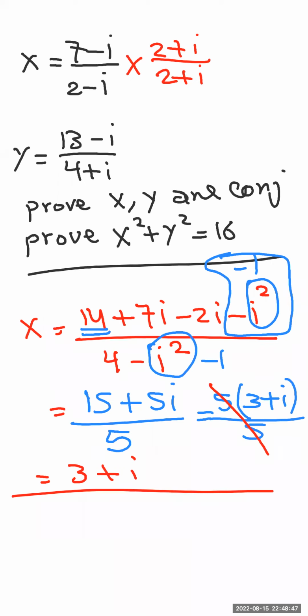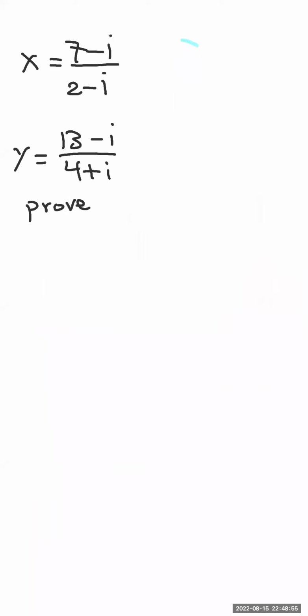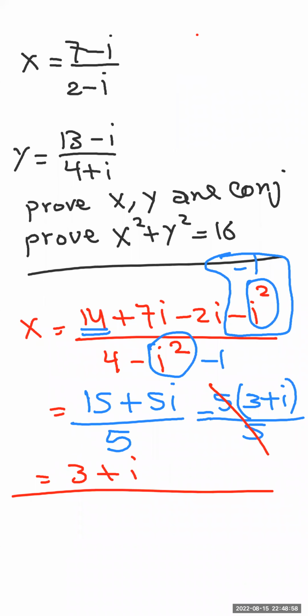Any questions, guys? No. Okay, great. Now I'm going to clear all that and write down that x in the simplest form will equal 3 plus i. Of course, to prove that these two numbers are conjugate, we have to get the value of y, and it has to equal 3 minus i, right? Okay, let's continue. Times 4 plus i on the denominator, so the conjugate is 4 minus i over 4 minus i.